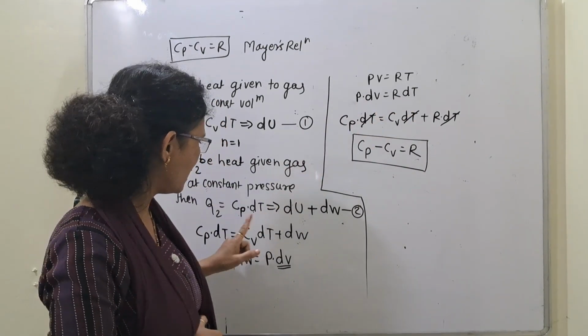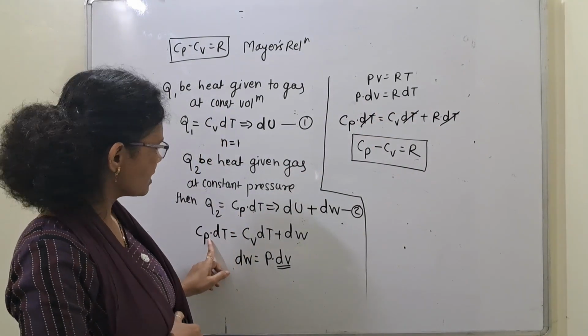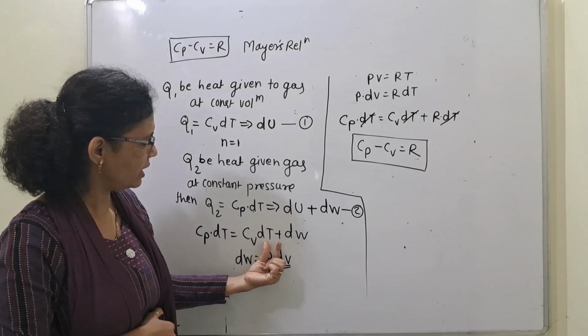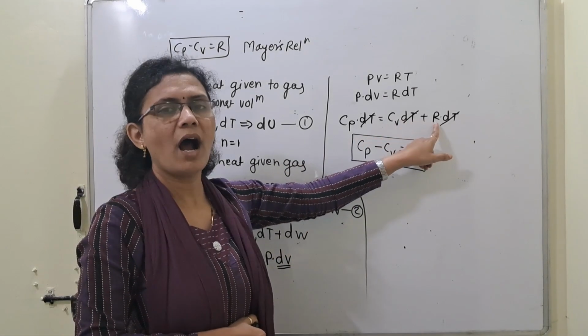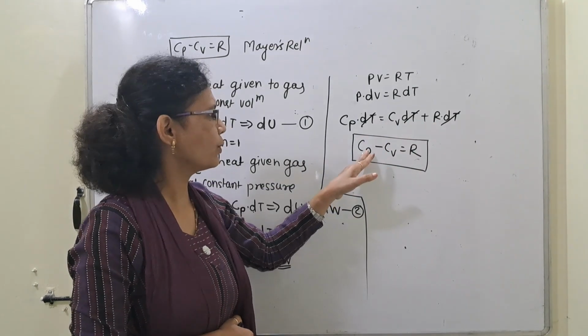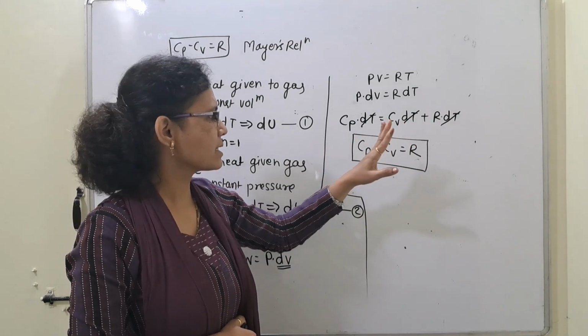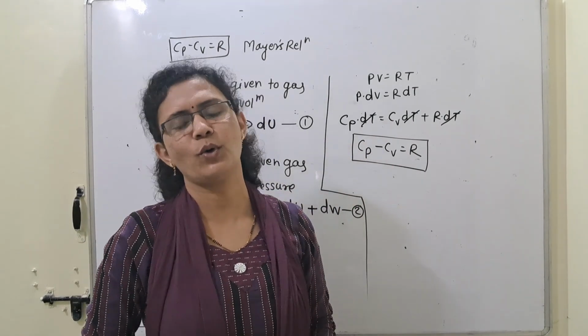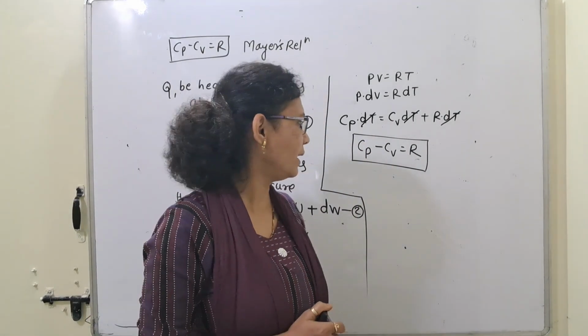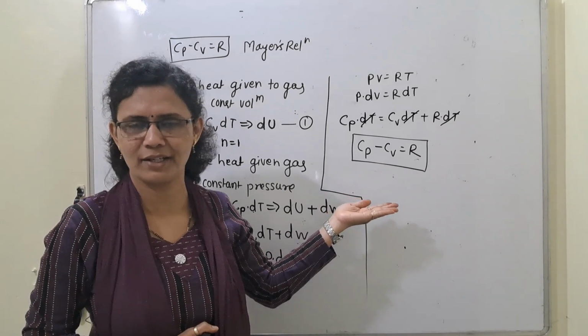Therefore, the equation becomes Cp dT is equal to Cv dT, and in place of PdV, that will be RdT. Therefore, dT will get cancelled, and the last relation will be Cp minus Cv is equal to R. This is nothing but Mayer's relation.